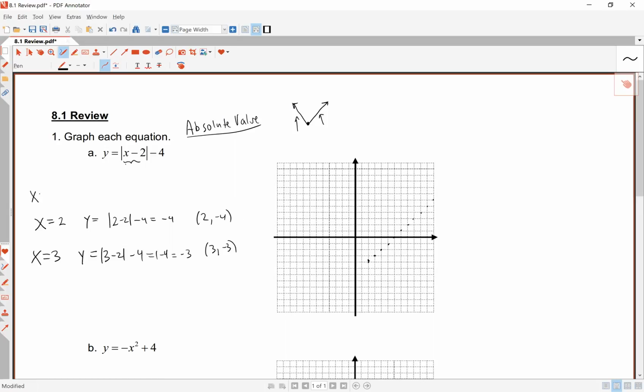And on the other side, if I were to plug in 1, then y would be the absolute value of 1 minus 2, which is negative 1, and the absolute value of negative 1 is 1, minus 4, which is negative 3. So we have 1, negative 3. And then the line goes up 1 as we go left 1 in the x direction. And so we connect those dots with a straight edge. And there's the graph of y equals absolute value of x minus 2, minus 4.